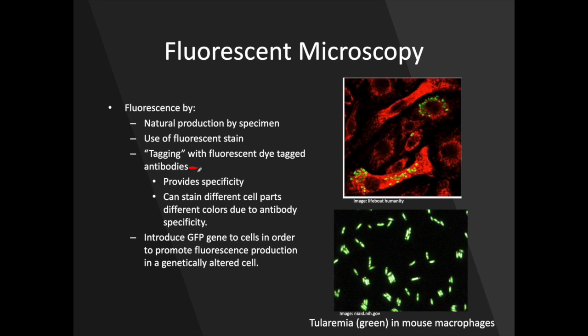If my body produces an antibody against, let's just say, the flu, then those flu antibodies will only attach to the flu virus. So if I were to attach a dye to the actual antibody itself, then when the antibody attached to the flu virus, the dye would be attached to that flu virus as well, but only to the flu virus. So wherever the flu virus was in my specimen would glow.